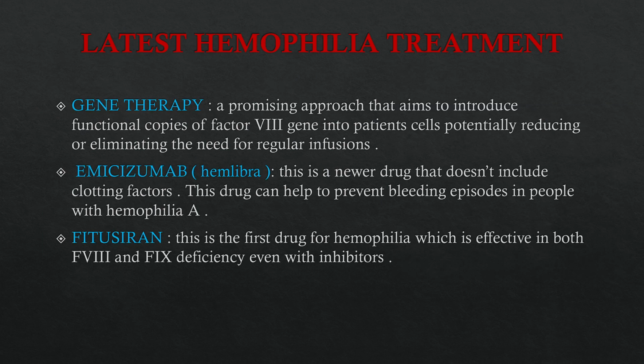Latest hemophilia treatment. Gene therapy, a promising approach that aims to introduce functional copies of the factor 8 gene into the patient's cells, potentially reducing or eliminating the need for regular infusions. Hemlibra. This is a newer drug that doesn't include clotting factors. This drug can help to prevent bleeding episodes in people with hemophilia A. Fitusiran. This is the first for hemophilia which is effective in both factor 8 and factor 9 deficiency, even with inhibitors.